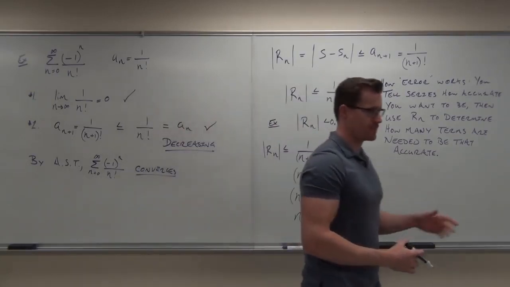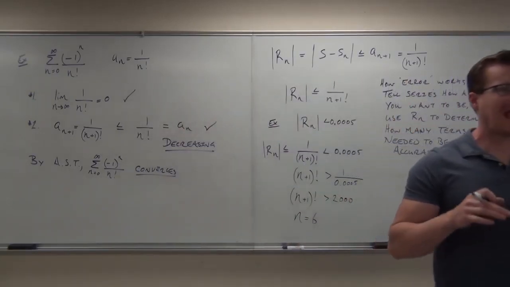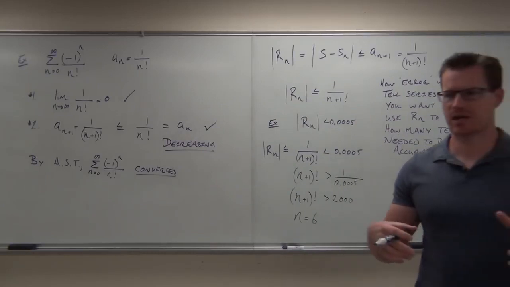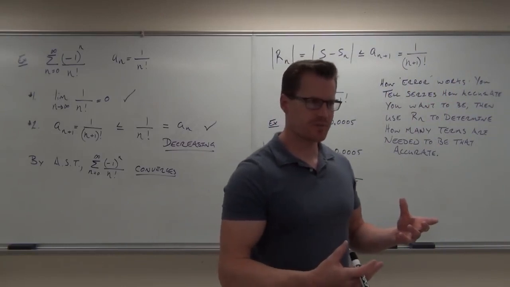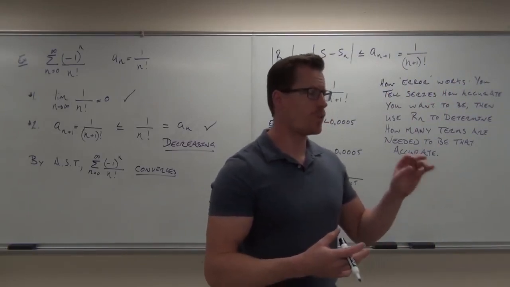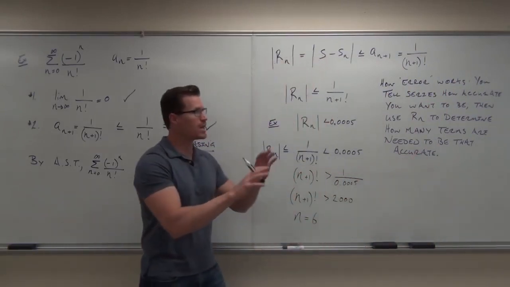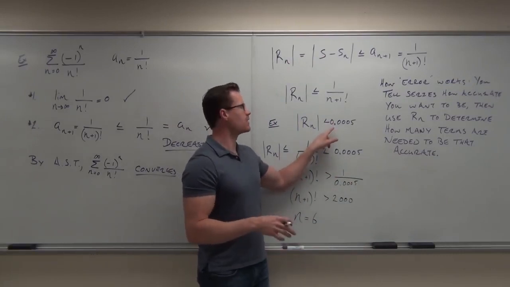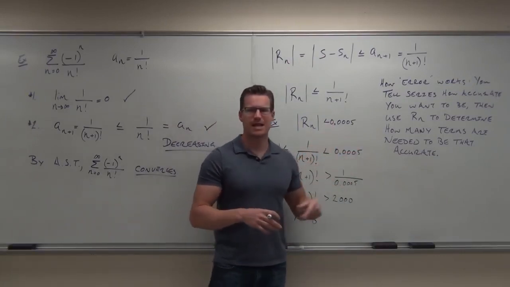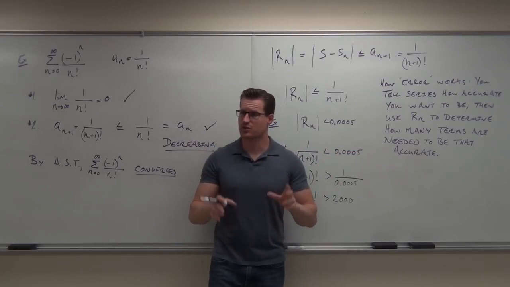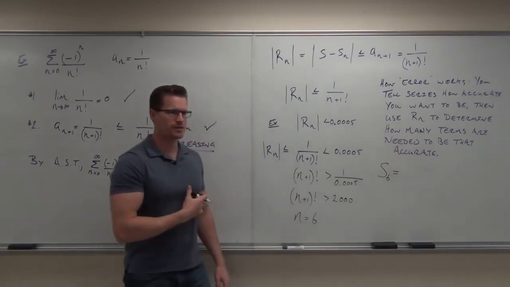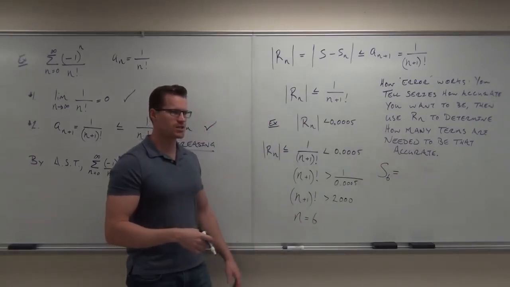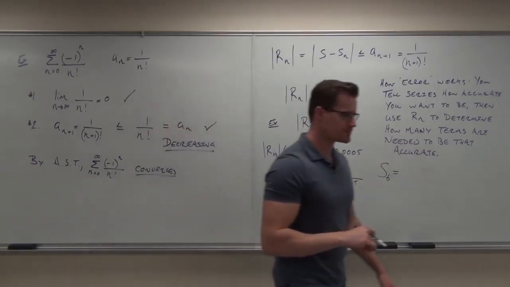What we do with that, we say this. I'm going to add and subtract because it's an alternating series. If I add the first 6 terms, that partial sum will be way within 5/10,000ths of the actual sum. So we're going to find S sub 6. S sub 6 just says add the first 6 terms.